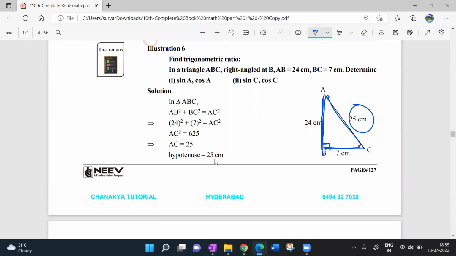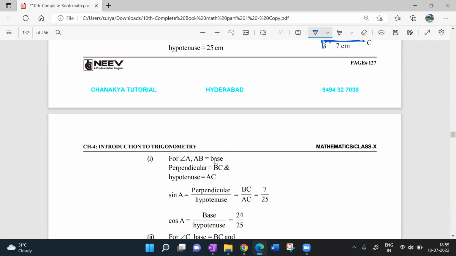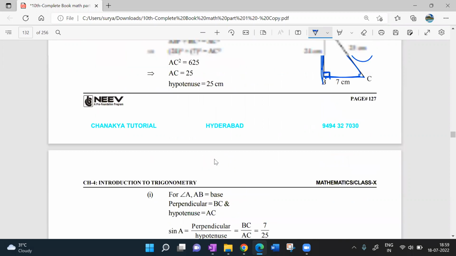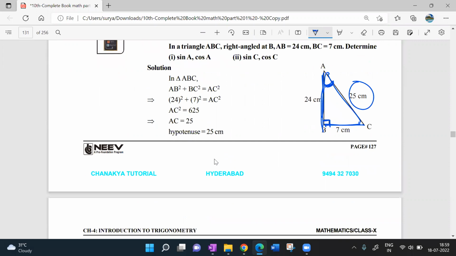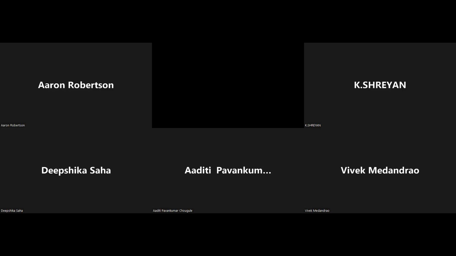That's it. So right angle is at B. Then sin A is what? Opposite by hypotenuse. So opposite to A is BC, and hypotenuse is AC. BC by AC, so 7 by 25. Cos A is what? Adjacent by hypotenuse, 24 by 25. Isn't it? Sin C is what? 24 by 25. Cos C is what? 7 by 25. That's it.